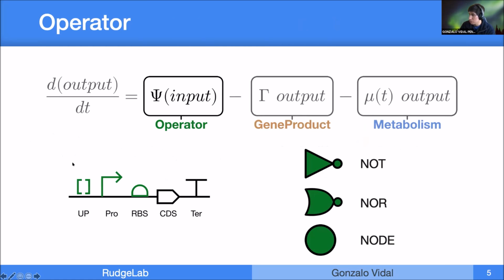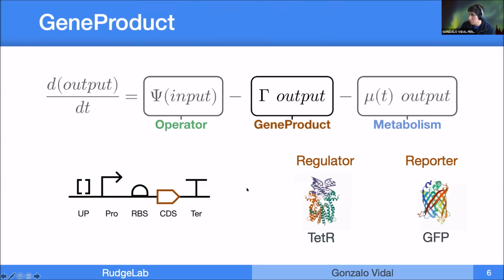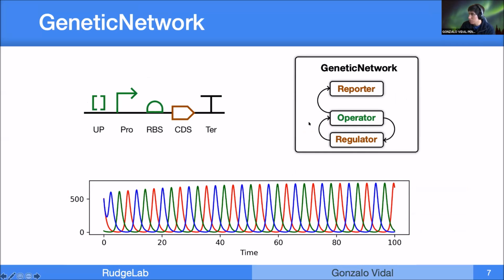The operator is referred to this part of the transcriptional unit, the promoter upstream element, the promoter and the RBS. So it's the regulator part. It can be a NOT, a NOR, or a general node. That can be anything. With a gene expression, the gene product is a protein or RNA that the transcriptional unit expresses and is related to the coding sequence. The regulator could be a transcription factor such as LacI, and a reporter, which is another gene product, could be a GFP, so it has a signal. The genetic network orchestrates this function and it can generate the ODE model, but this doesn't have context, so it's rather plain.